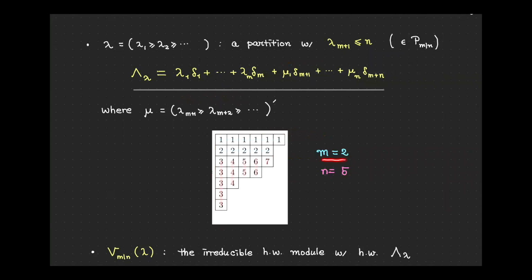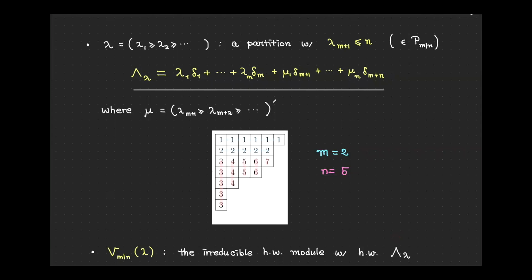In the first m part, the even part, we fill the first row with 1 and the second row with 2. And then in the remaining part, we fill the Young diagram vertically. So the first column is filled with 3, and the next ones are 4, 5, 6, 7. And then we count the number of each i appearing in this Young diagram. Then the weight is determined. Okay, then we consider the irreducible highest weight representation of U_q(gl(m|n)) with highest weight capital Lambda.